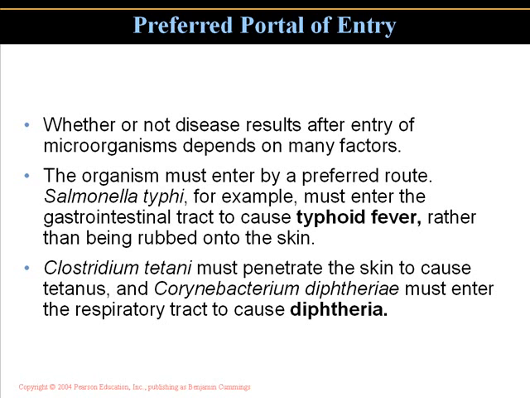Preferred portals of entry. Whether or not disease results from the entry of a microorganism depends on several factors. Organisms must enter by preferred routes. So, for example, Salmonella typhi has to enter through the gastrointestinal tract, and it will cause typhoid fever, but it can't be rubbed on the skin and transmit infection. Clostridium tetani has to penetrate the skin and causes tetanus, and Corynebacterium diphtheriae enters through the respiratory tract and will cause diphtheria.